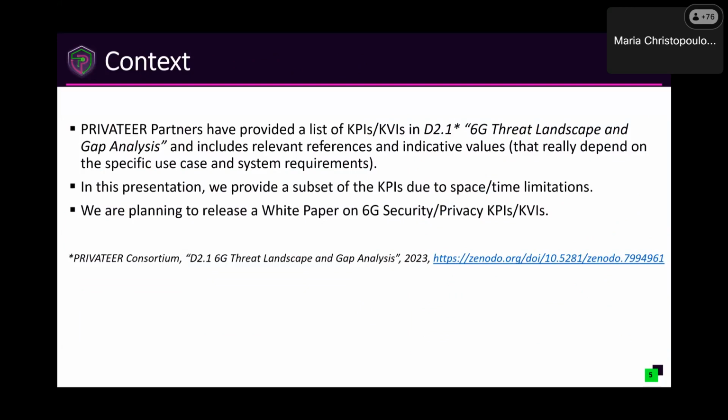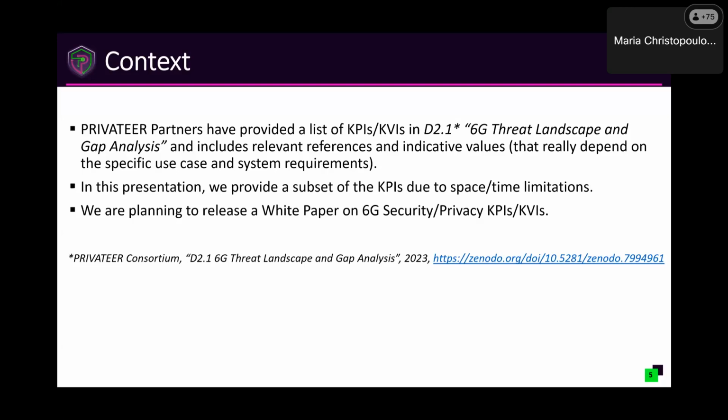Essentially, in that deliverable, the privateer consortium partners have provided a list of KPIs and KVIs, also as part of the SNS program. And then you can find relevant references, as well as some indicative values from the literature. But a disclaimer about these values is that they really depend on the specific use case and also on the system requirements. So in this presentation, I have included a subset of these KPIs to respect also the space and time limits that we have.